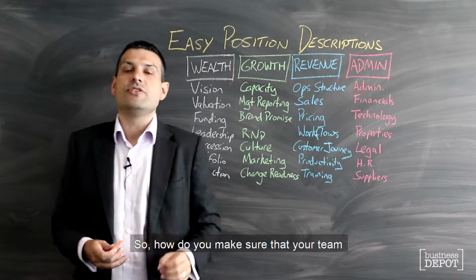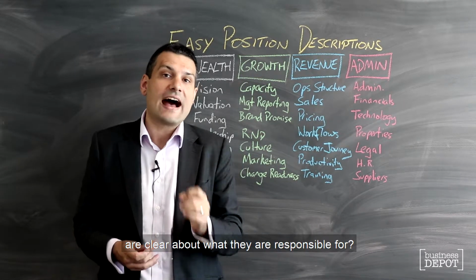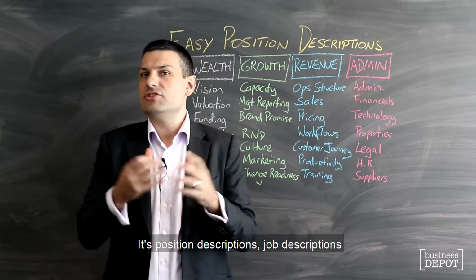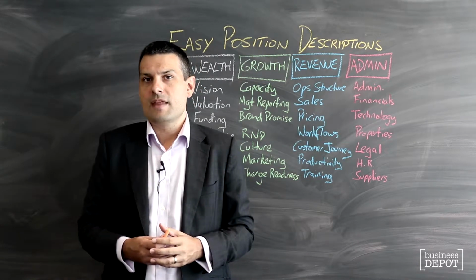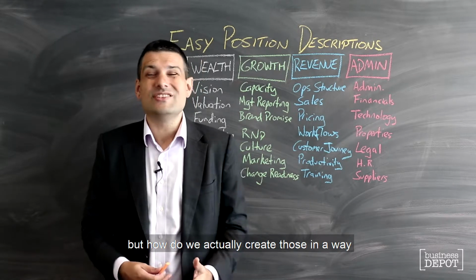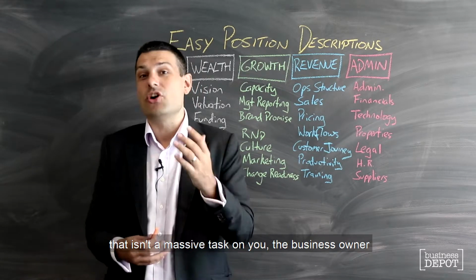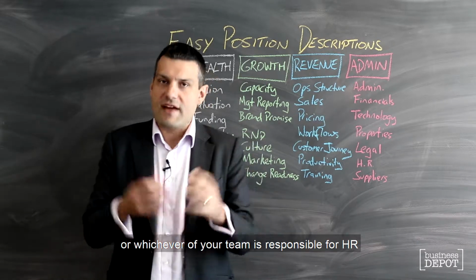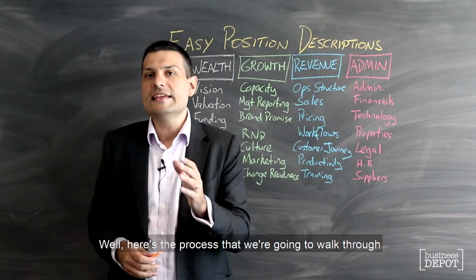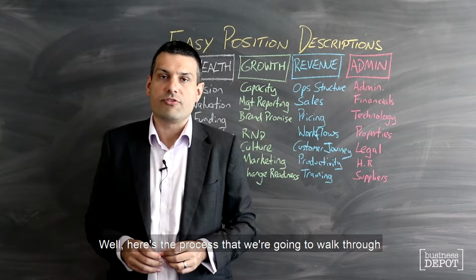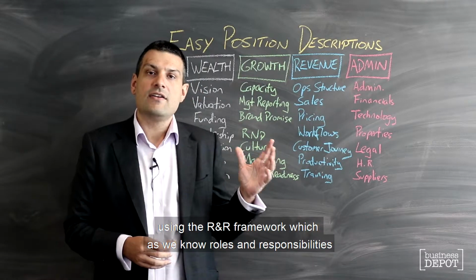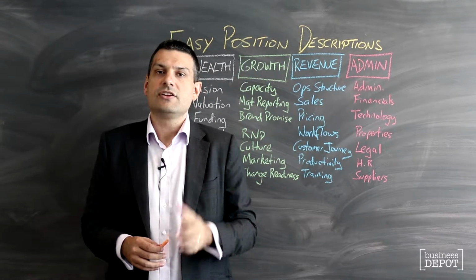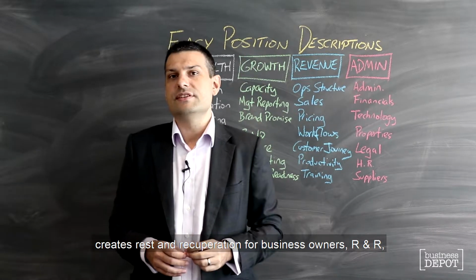So how do you make sure that your team are clear about what they are responsible for? Well, we know the answer. It's position descriptions, job descriptions. But how do we actually create those in a way that isn't a massive task on you, the business owner, or whichever of your team is responsible for HR and people management? Well, here's the process that we're going to walk through using the R&R framework, which, as we know, roles and responsibilities creates rest and recuperation for business owners, R&R.